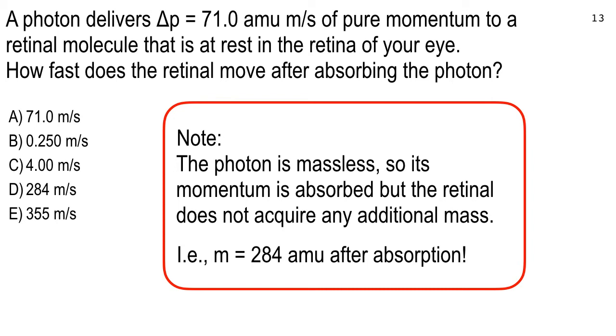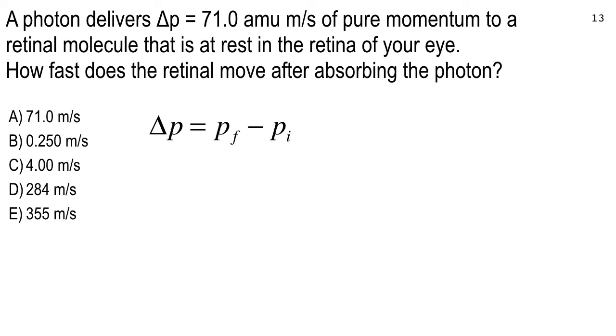All right, let's see what you guys got here. Most of you voted for B, 55%. That's a majority. 28% voted for A, and a few dribs and drabs C, D, and E. Let's work it out. Okay, so delta P is P subscript F minus P subscript I. Now, P subscript I is 0 because the retinal is at rest.